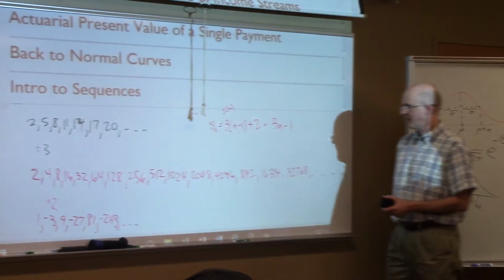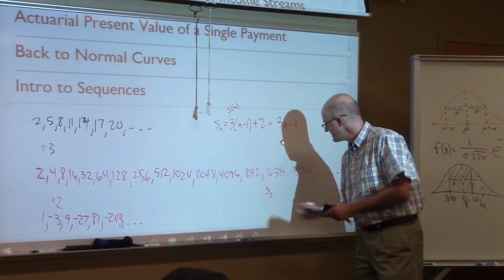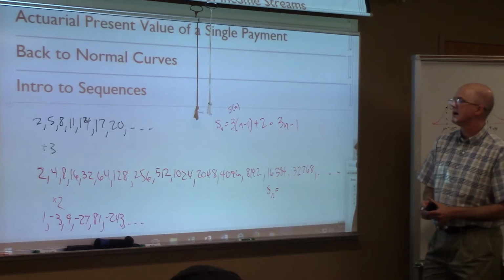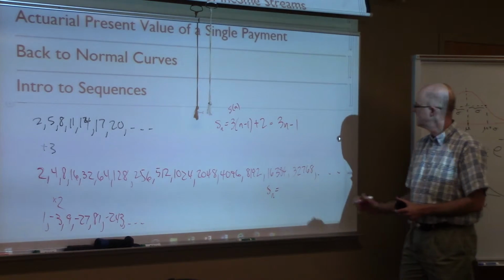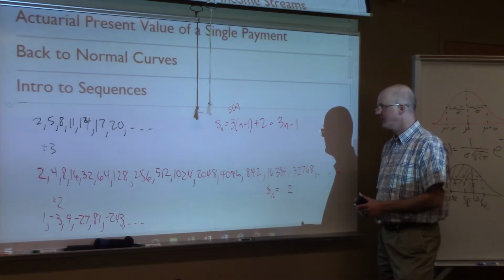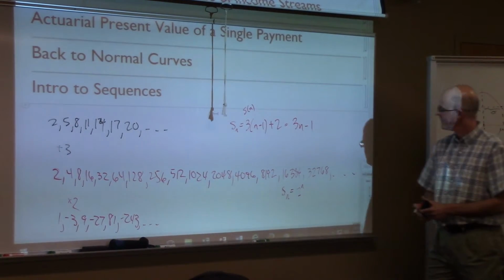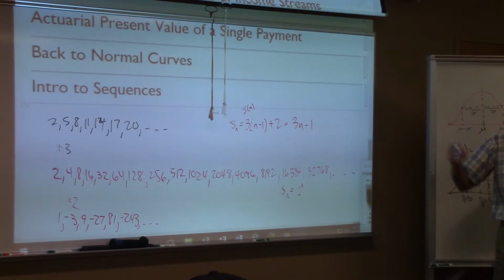What about the next one? Can I come up with a formula for that one? I think so. Sn. Let's see. Powers of 2. If I put 2 to the n, I think that works. 2 to the n, that's something that simple. When n is 1, that's 2. When n is 2, that's 4. When n is 3, it's 8. That's the formula for the second thing.